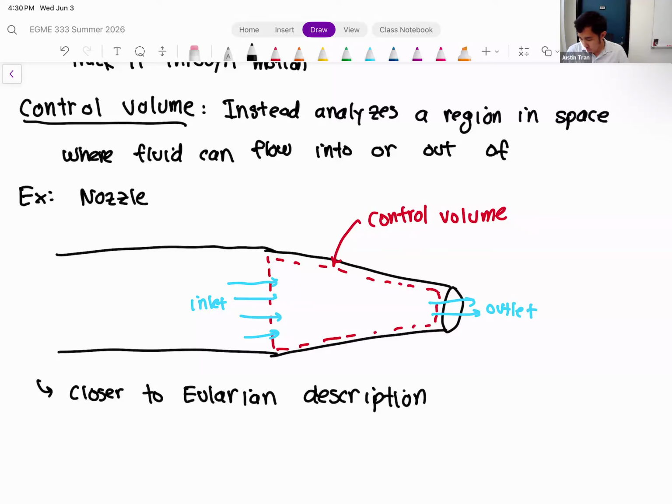Okay, it's 4:30. Let's get back into it. Before the break, we introduced the idea of systems and the idea of control volumes. To summarize, systems refer to a fixed amount of mass or a fixed amount of substance. Systems are great because conservation laws are typically applied to systems.